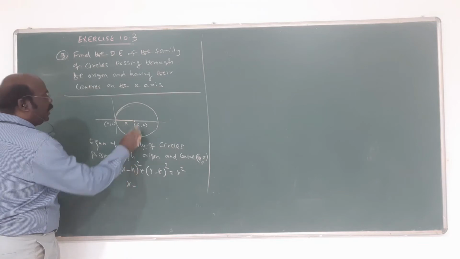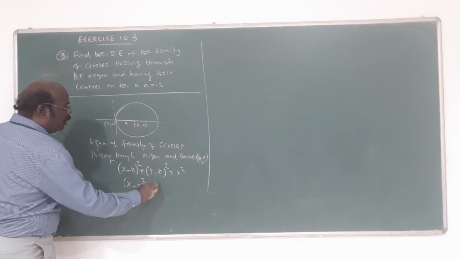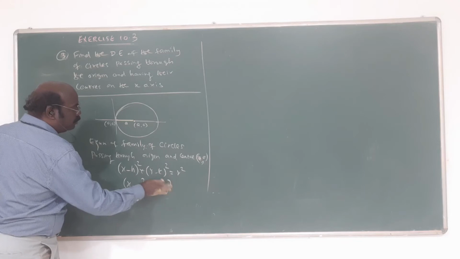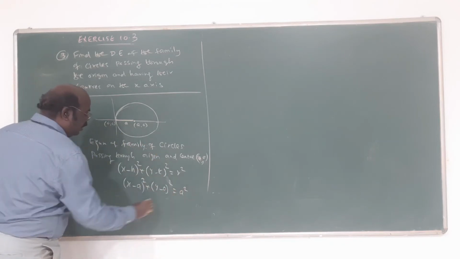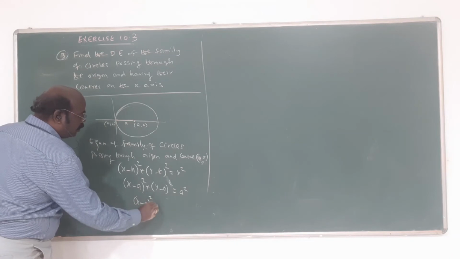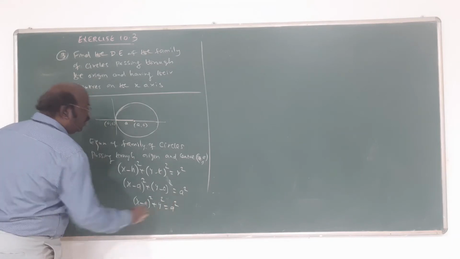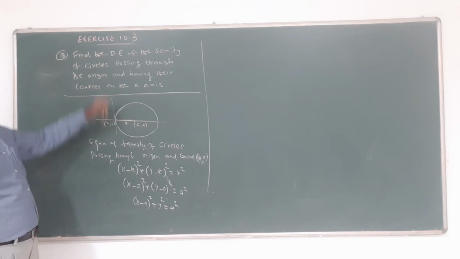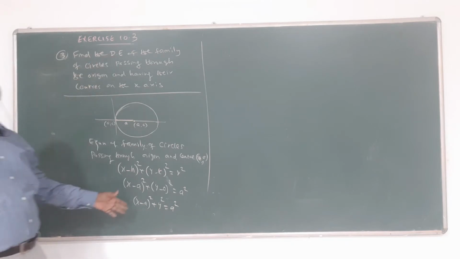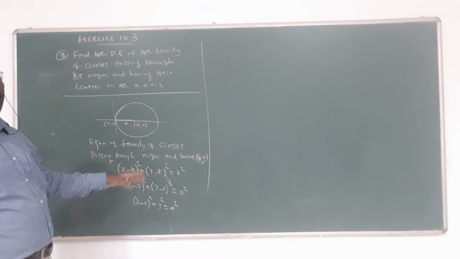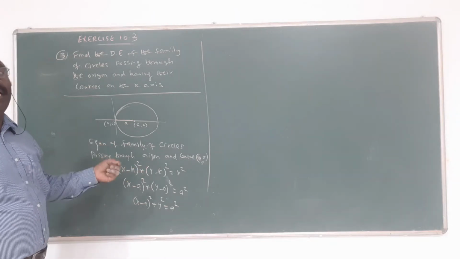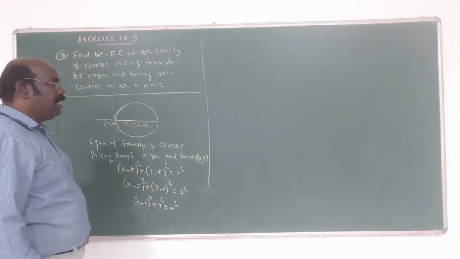Here h is a, k is 0, so (x minus a) whole square plus (y minus 0) whole square. And r is what? That is a. So (x minus a) whole square plus y square equal to a square. This is the circle. Now we find the differential equation. Here a is an arbitrary constant. We don't want a. After differentiation, you want to eliminate a. That's very important. Differentiate one time.